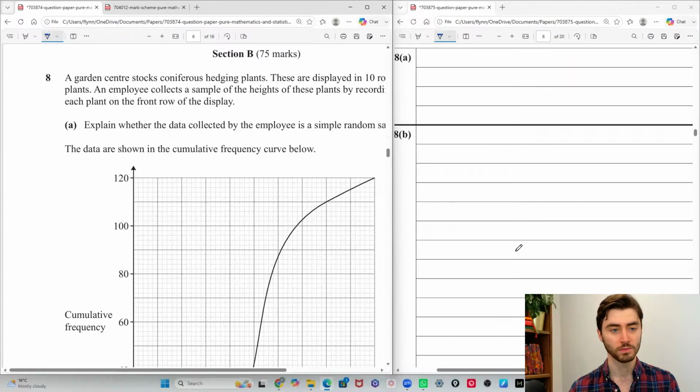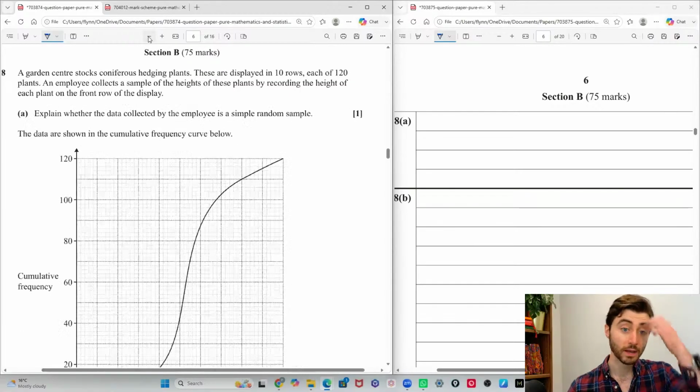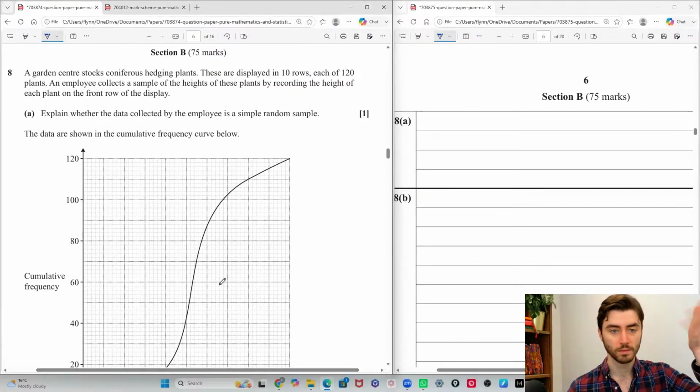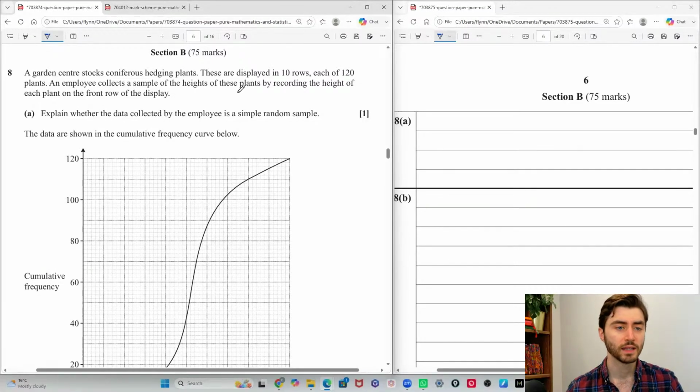Now we've got our section B. It's going to ramp up just a little bit. So zooming out to see the question. Garden center stocks stuff displayed in 10 rows, each of 120. Collect a sample of the heights. Explain whether the data is simple.